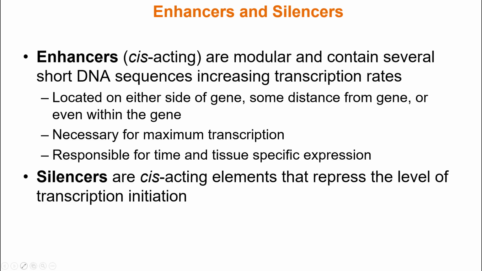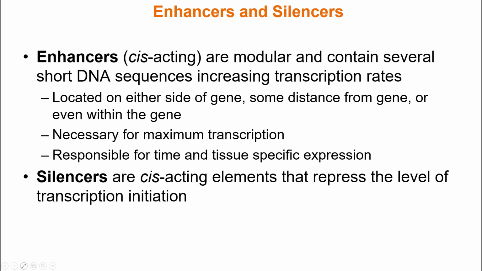Okay, those are promoters. Now, I also mentioned that we have enhancers and silencers. So what's an enhancer? Well, it's a cis-acting site, a DNA sequence, and they contain several short DNA sequences that, when things are bound to it, increase transcription rates. They're located on either side of the gene. They don't have to be right next to it. They can be some distance from a gene, or they can even be inside the gene itself. And if we bind to these enhancers, then we will have maximal transcription.